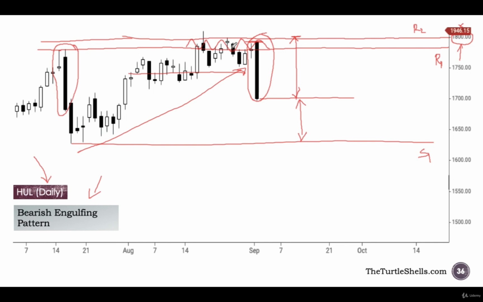But if you want to understand the price action happening here, we need to understand what is R1 and what is R2.